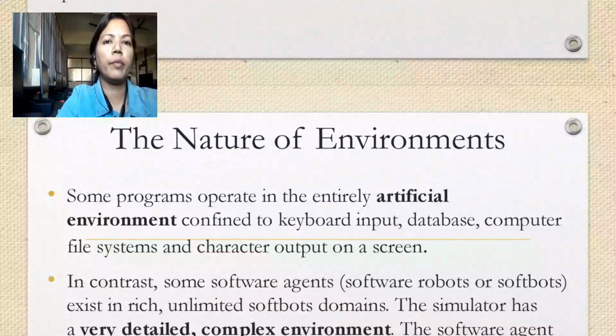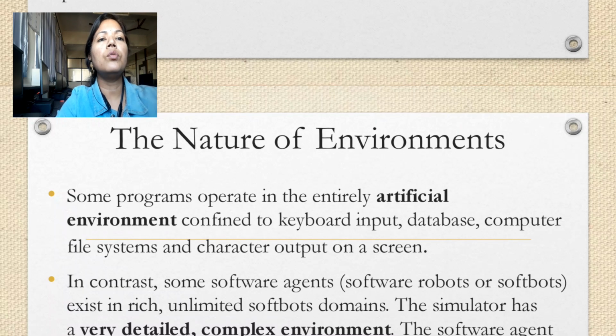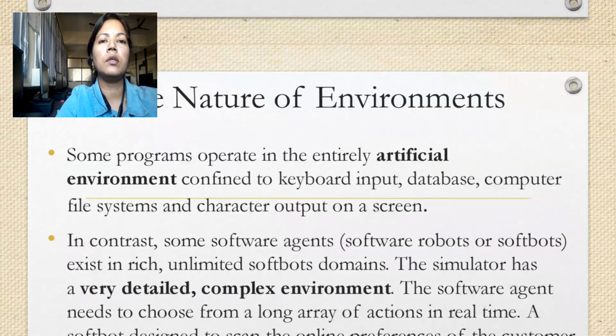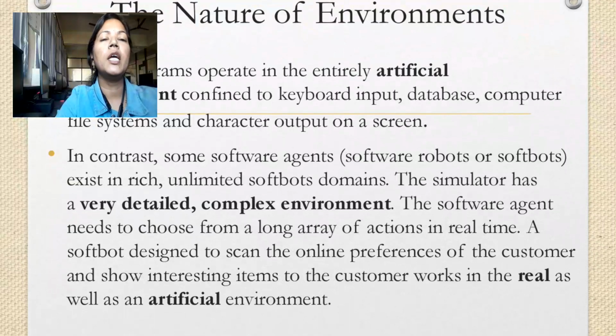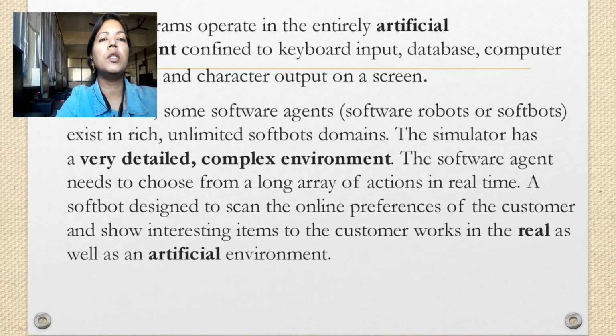So, what is the nature of environment? Some programs operate in an entirely artificial environment confined to keyboard input, database, computer file system, and character output on a screen. In contrast, some software agents, that is, software robots or softbots, exist in rich, unlimited domains. The simulator has a very detailed, complex environment. The software agent needs to choose from a long array of actions in real time. A softbot designed to scan the online preferences of a customer and show interesting items to the customer works in the real as well as the artificial environment.